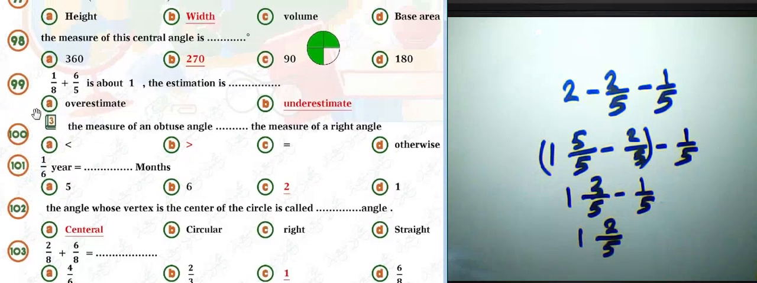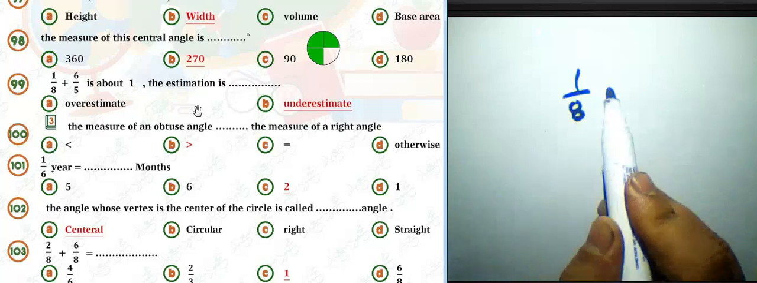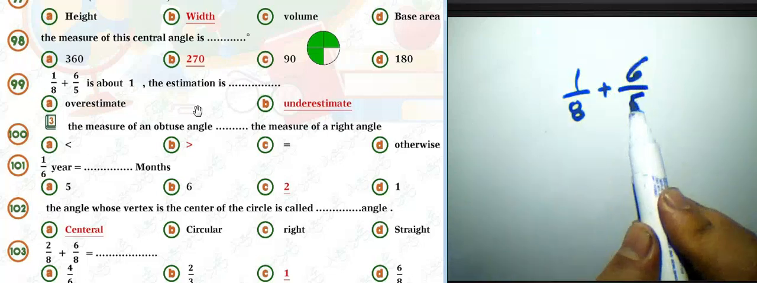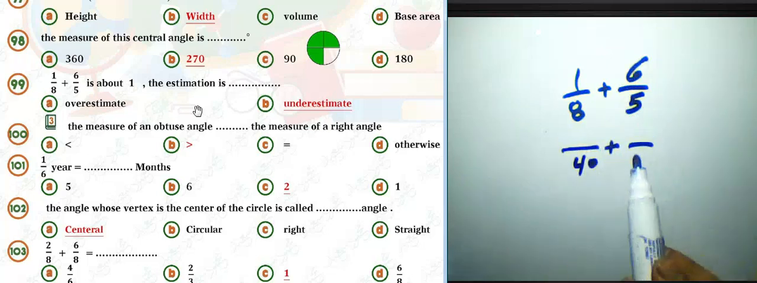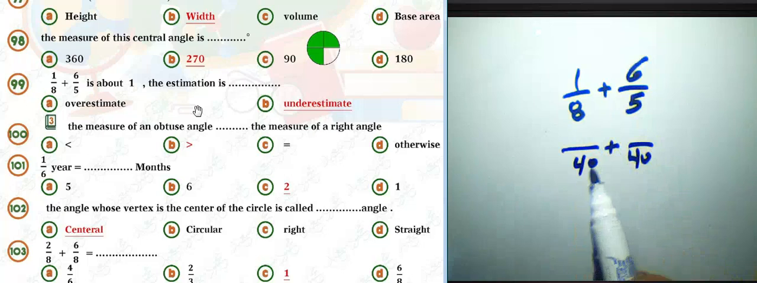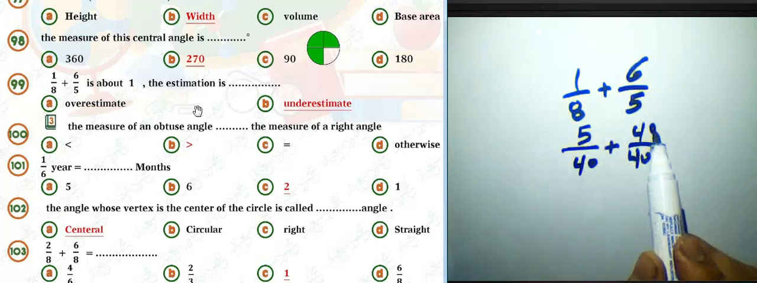Question 99. 1 over 8 plus 6 over 5 is about 1. This estimation is space. He asked about the estimation. We must compare the estimation and the actual number. 1 over 8 plus 6 over 5. We know 5 times 8 equals 40. 5 times 1 equals 5. 6 times 8 equals 48.